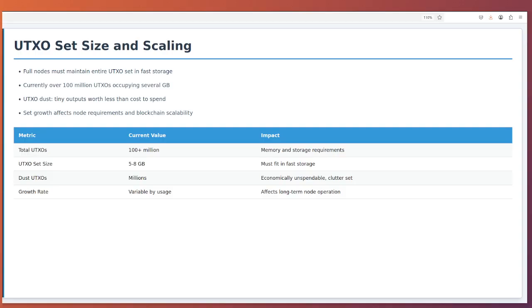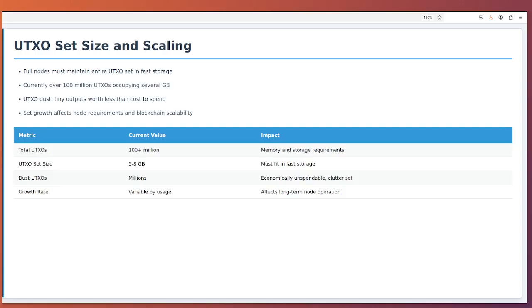Each UTXO in the set requires storage: the transaction ID, output index, amount, and locking script. Multiply this by hundreds of millions of UTXOs, and you have significant resource requirements. This affects node operators who need fast access to the UTXO set to validate transactions quickly.